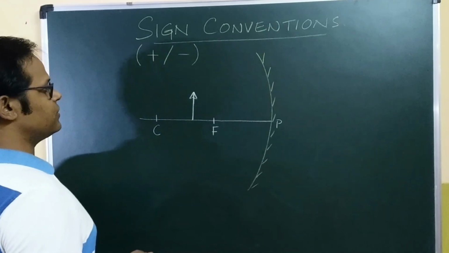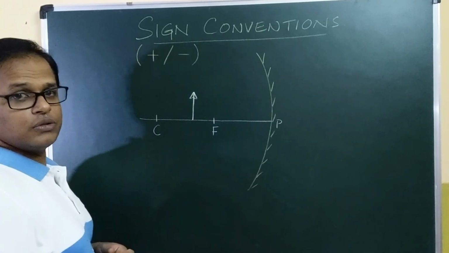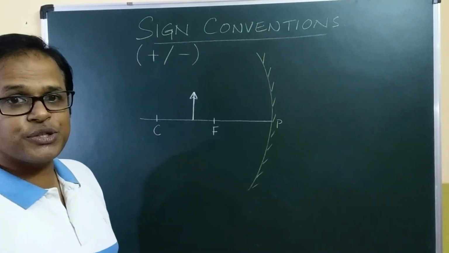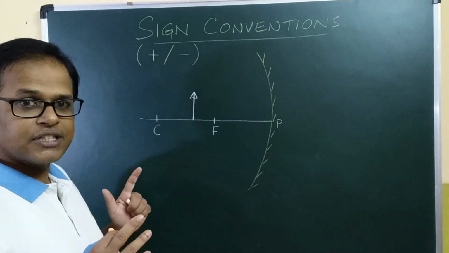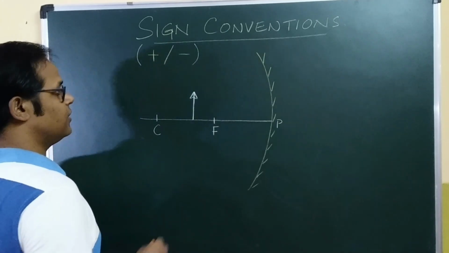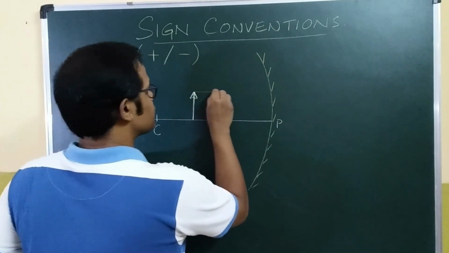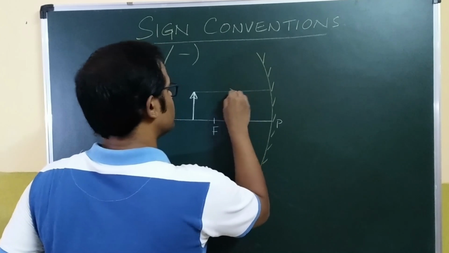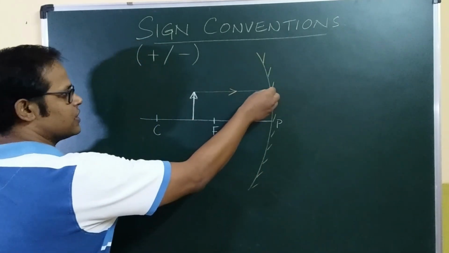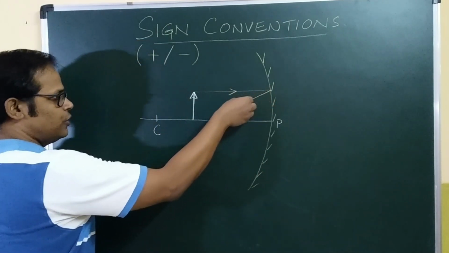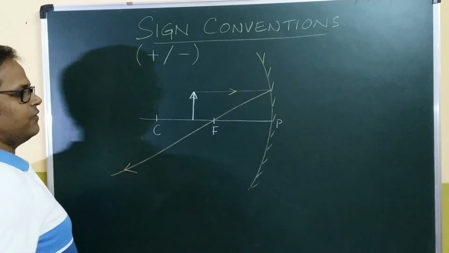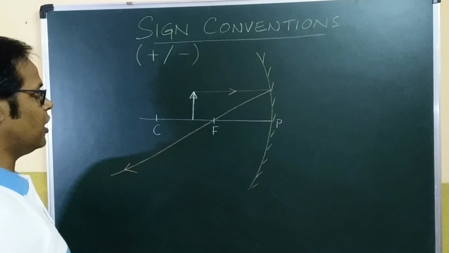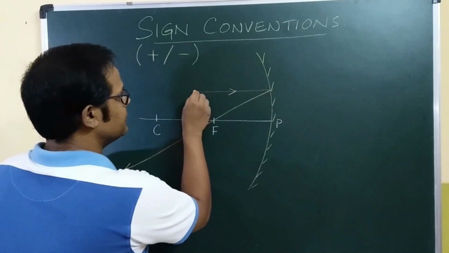If it is standing between C and F, we all know that the image is going to form beyond C, real, inverted and magnified. Alright? So that's what I was saying. If you are not sure about these ray diagrams and how to construct them, do watch my previous videos in which I have explained in detail how it can be done easily.